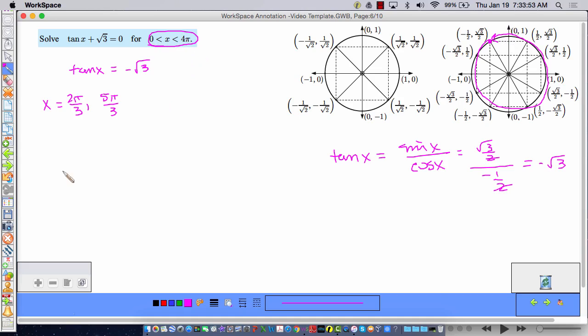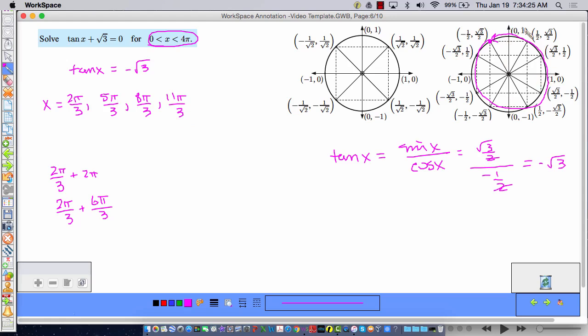So I have to think, what's 2 pi over 3 plus 2 pi? Well, you can do it in your head if you think of 2 pi strategically. Since I have a denominator of 3, I'm going to think of 2 pi as 6 pi over 3, getting the same denominator. So that gives me the next solution of 8 pi over 3. Using the same strategy for 5 pi over 3, I'm going to add 6 pi over 3 and get 11 pi over 3.